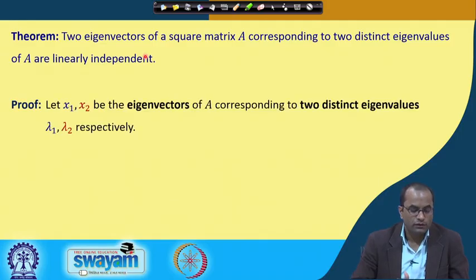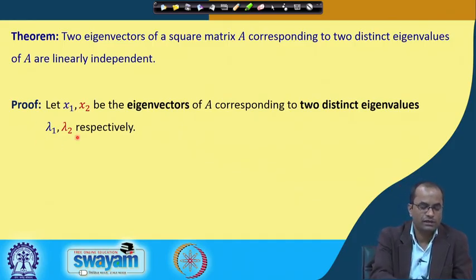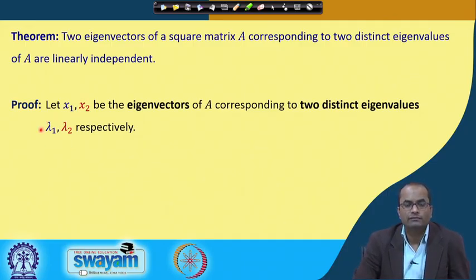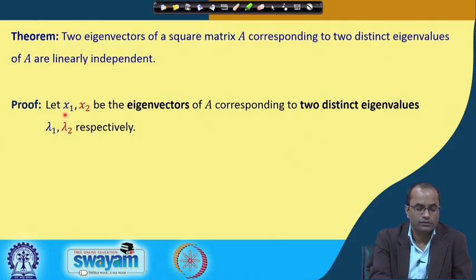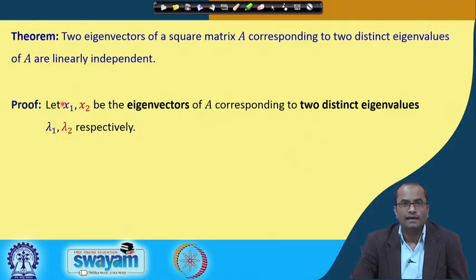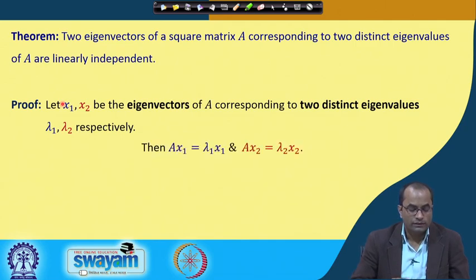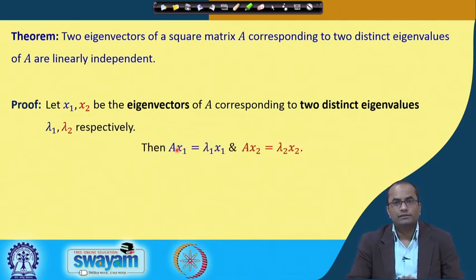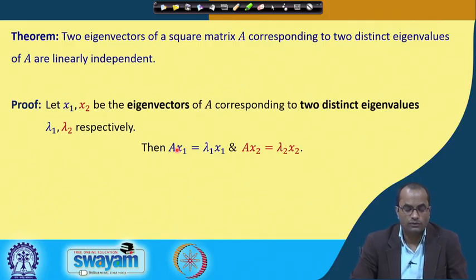So, what do we consider now? Let us say x 1 and x 2 are two eigenvectors of A corresponding to two distinct eigenvalues lambda 1 and lambda 2. So, these lambda 1 and lambda 2 are two distinct eigenvalues we have assumed, and their corresponding eigenvectors are denoted by x 1 corresponding to lambda 1 and x 2 corresponding to eigenvalue lambda 2. The meaning is that they satisfy the relations A x 1 is equal to lambda 1 times x 1 and A x 2 is equal to lambda 2 x 2, because they are the pairs of eigenvalues and eigenvectors.